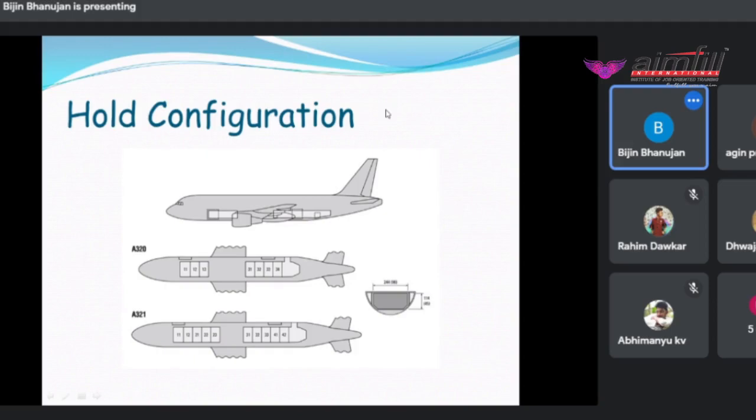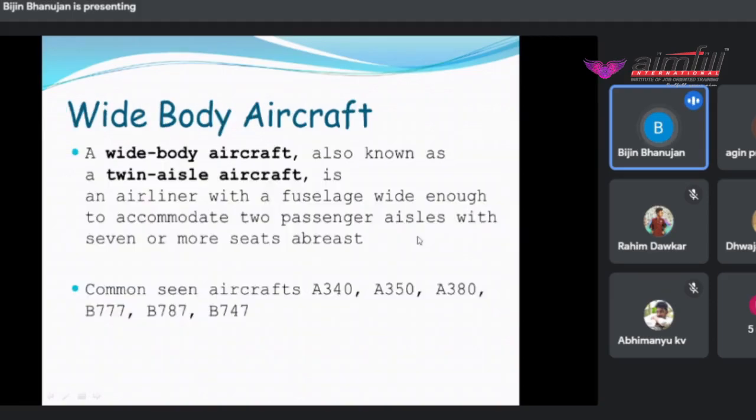So next is the wide body aircraft. A wide body aircraft is an aircraft with 2 aisles and is much larger in size, for uplift of maximum passengers. The most commonly seen aircraft are the 340, 350 and 380 on the Airbus side, and for Boeing it will be 777, 787 and 747.